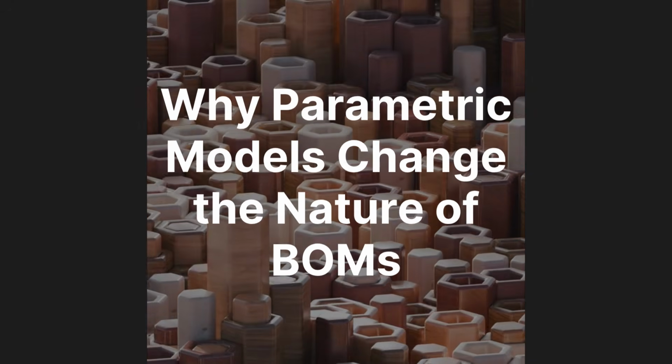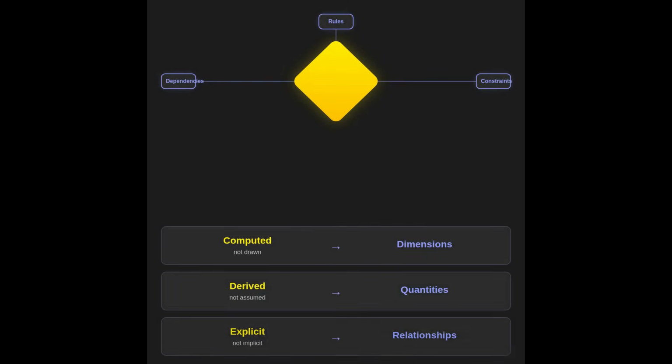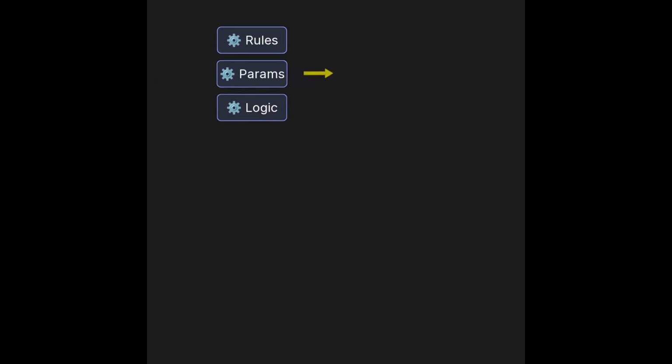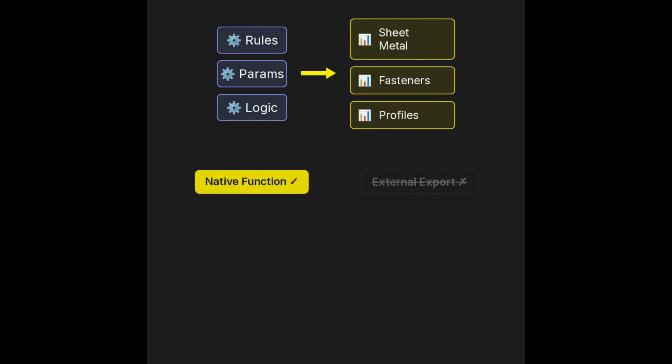Why parametric models change the nature of BOMs. A parametric model is not a static object. It is a system of rules, dependencies, and constraints. When geometry is defined algorithmically, dimensions are computed, not drawn; quantities are derived, not assumed; relationships are explicit, not implicit. This makes the model inherently capable of producing accurate, up-to-date material data, if the system is designed to expose it. BeeGraphy treats BOM generation as a native function of parametric logic, not as an external export step.